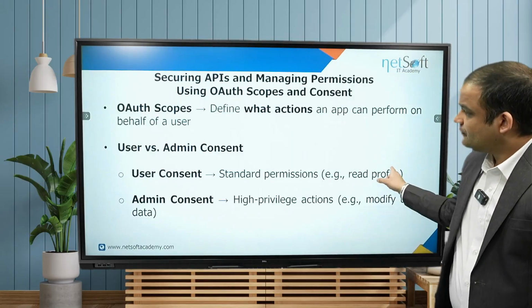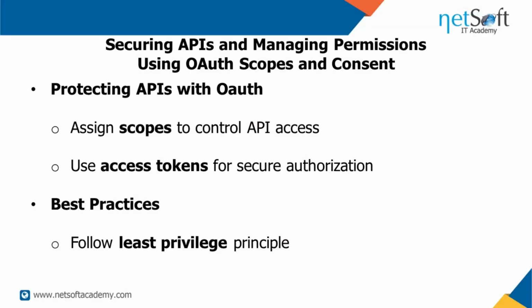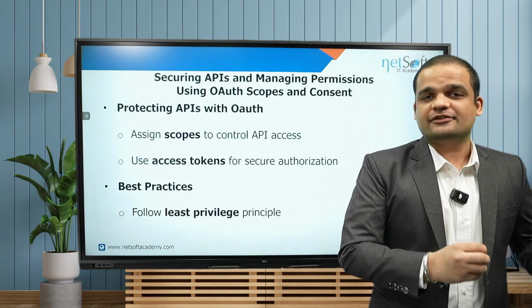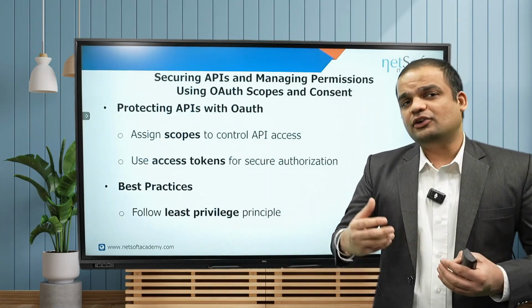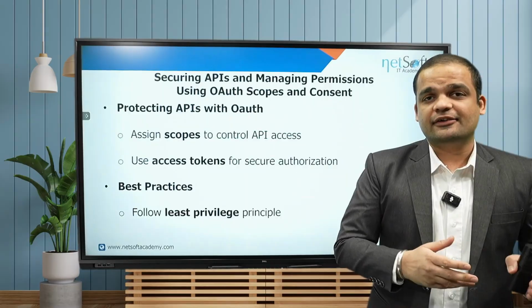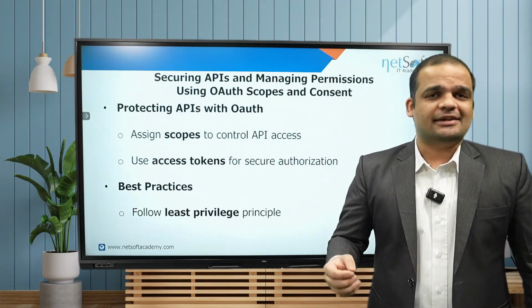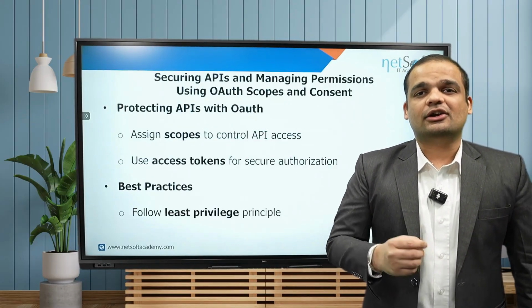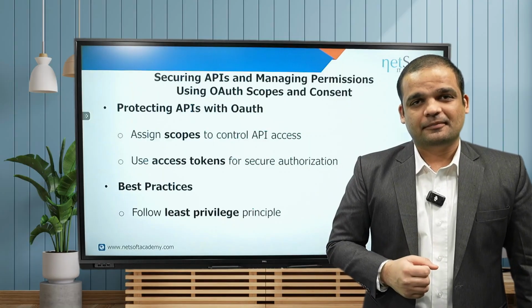Now, if you move forward, we'll talk about protecting APIs with OAuth. Well, here you assign specific scopes to control access to your APIs. These scopes are included in access tokens, which are then used to authorize access to resources. This ensures secure and controlled access.